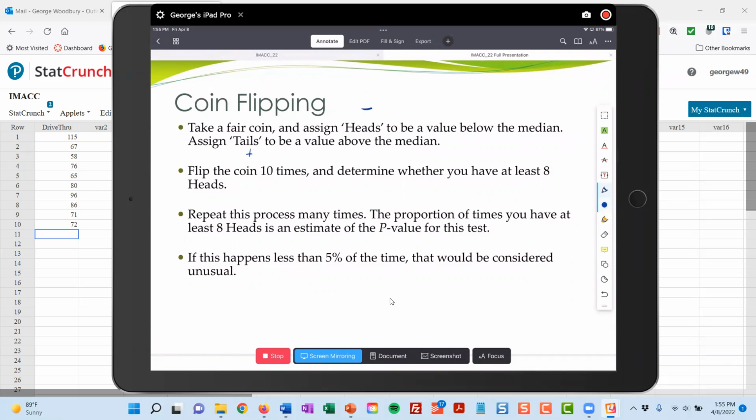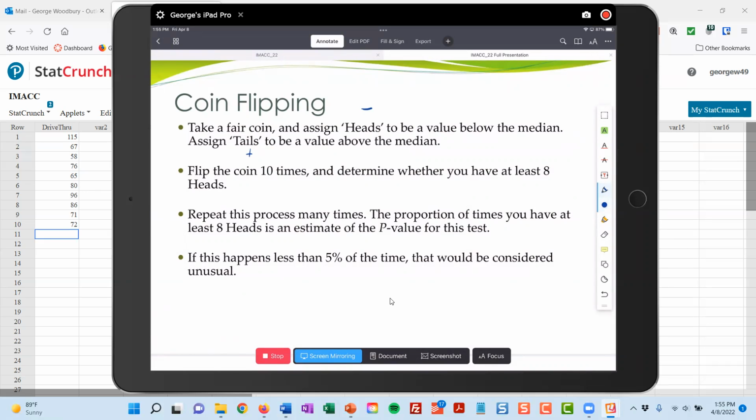Have everybody take out a coin and flip it 10 times and count how many heads they get. So then out of your classroom full of students, you want to ask them how many of you had at least 8 heads. That is an estimate of the p-value for this test. Now with your small sample size, if your class has say 30 students, that's probably not enough. But we don't want our students flipping a coin 10 times, maybe 1,000 times in class.